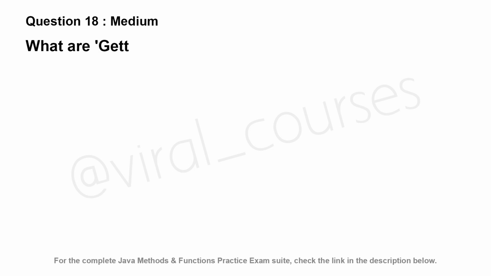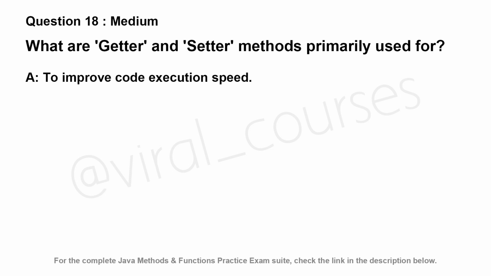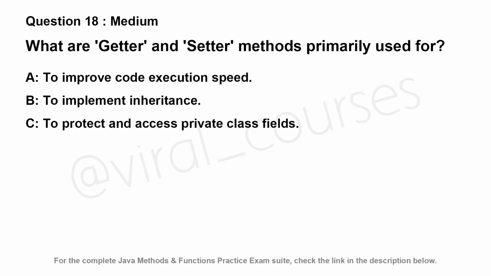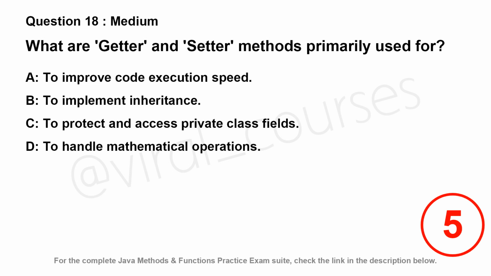What are getter and setter methods primarily used for? Option A. To improve code execution speed. Option B. To implement inheritance. Option C. To protect and access private class fields. Option D. To handle mathematical operations.